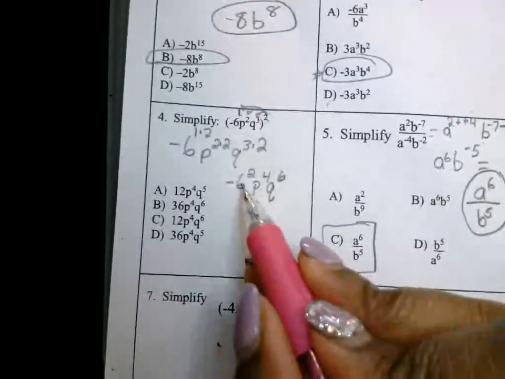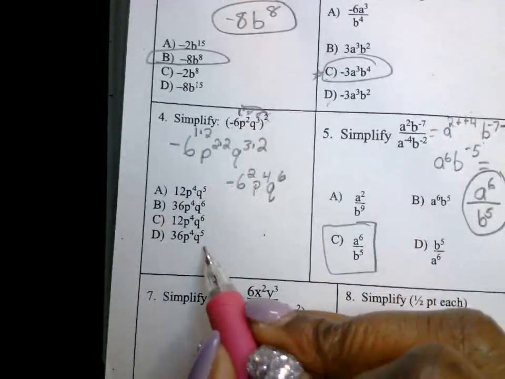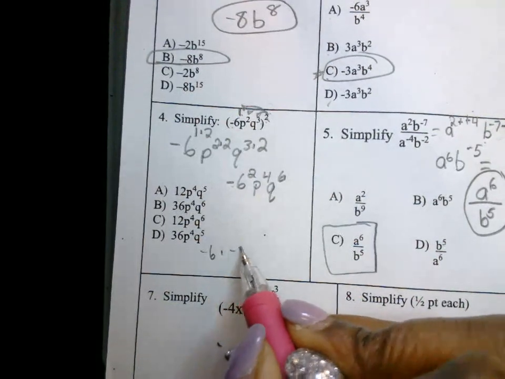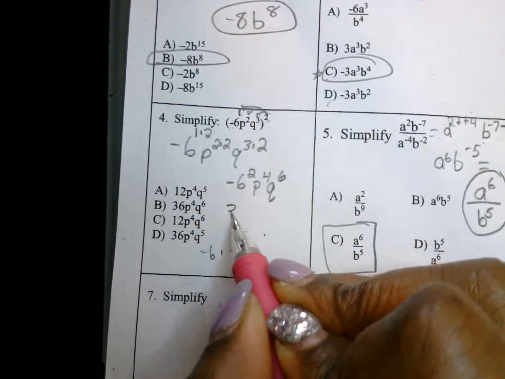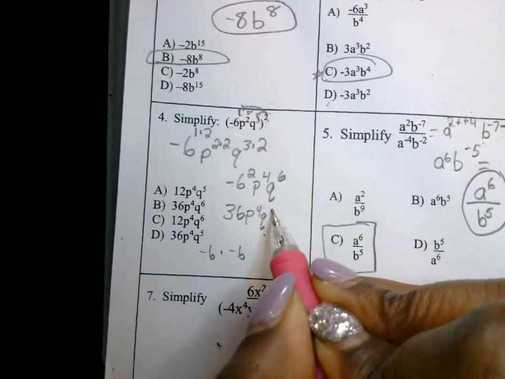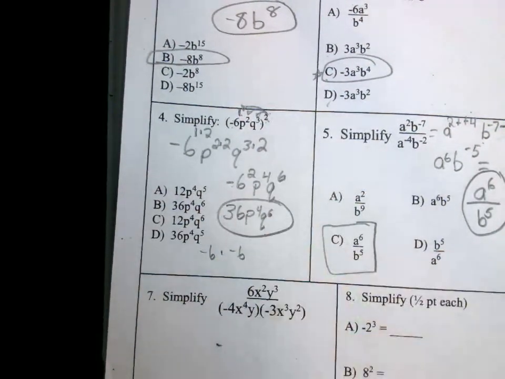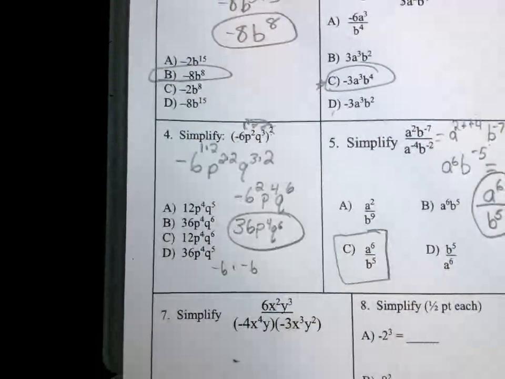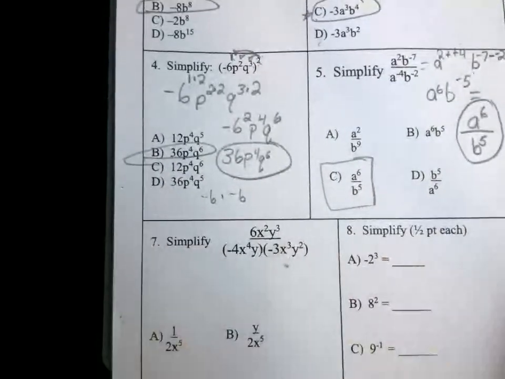So now let's simplify this. What's negative 6 times negative 6? That's positive 36. So we got positive 36, P to the fourth, Q to the sixth power. Any questions about that? Okay, let's do this one.